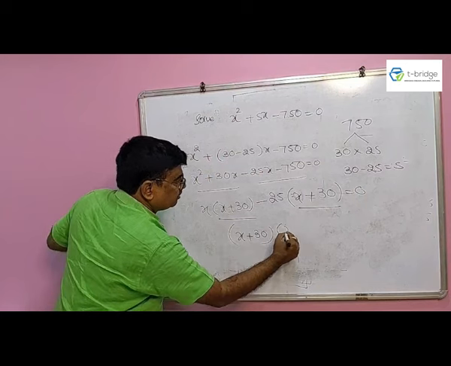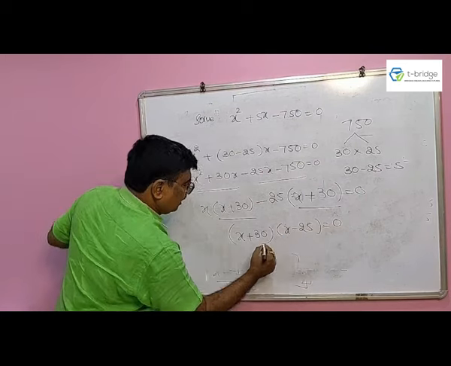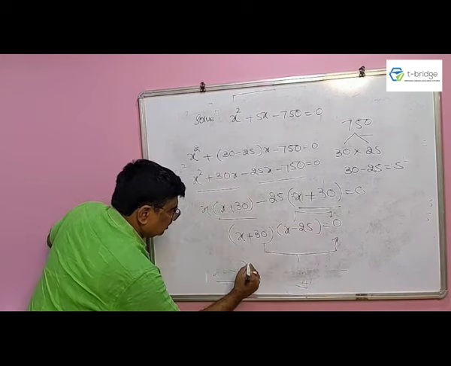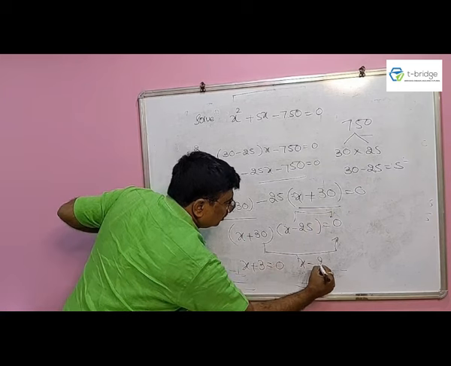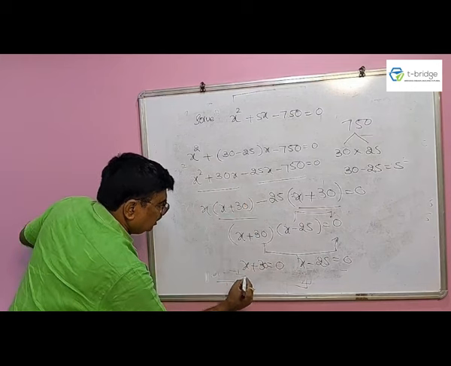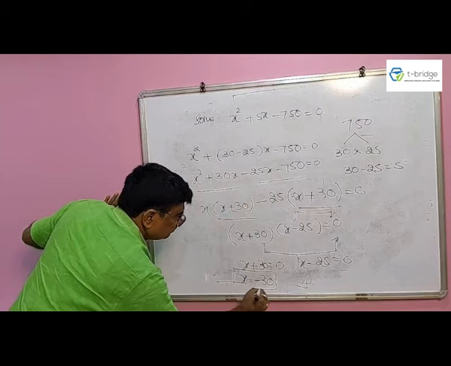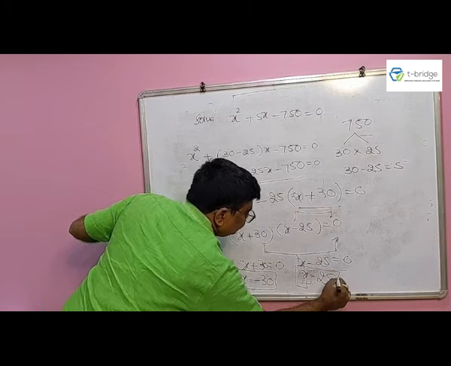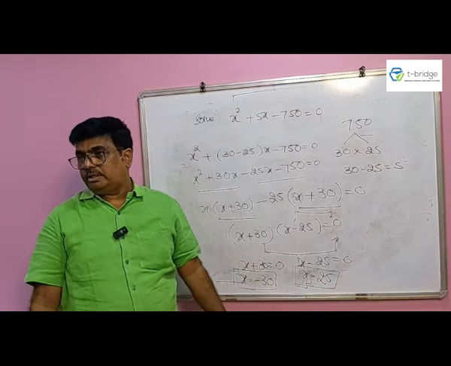Left in the bracket x minus 25 is equals to 0, equate this bracket to 0, that is x plus 30 equals to 0, x minus 25 equals to 0, therefore transfer x equals to minus 30, x equals to 25. These are the two zeros of the quadratic equation x square plus 5x minus 750.